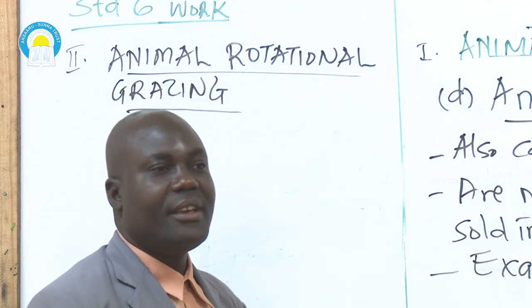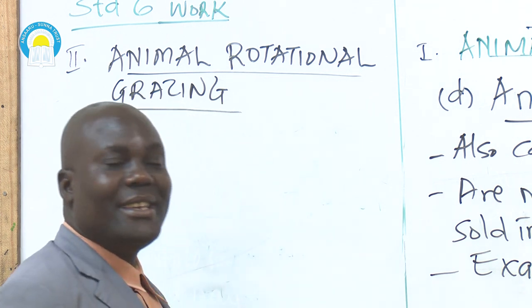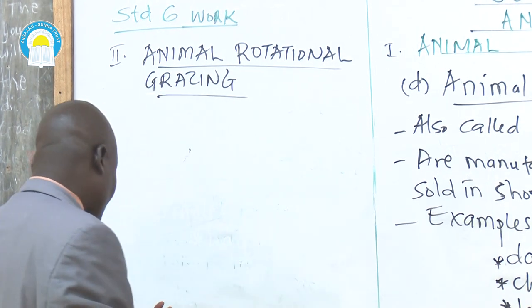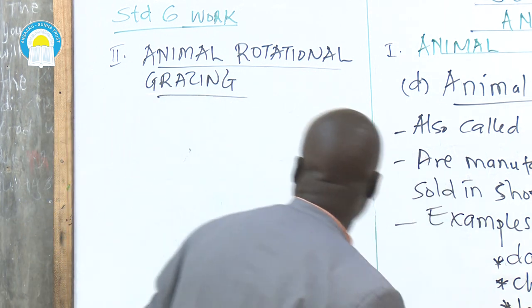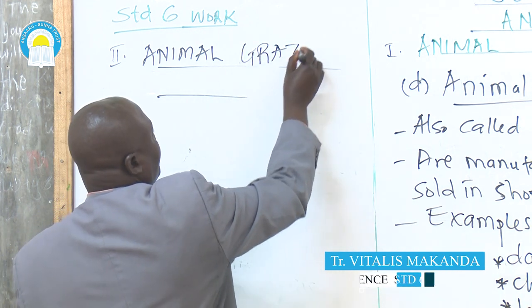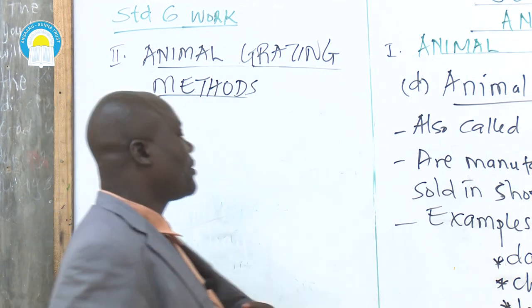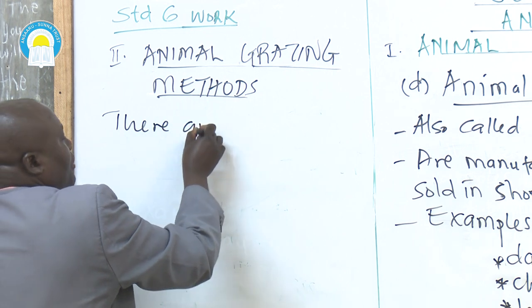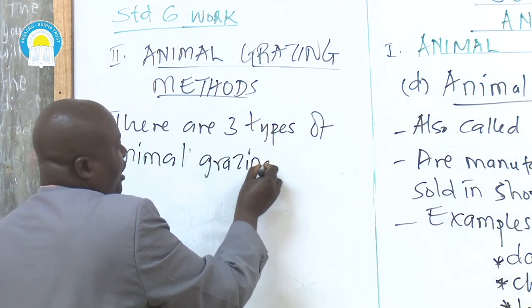They asked a question that, which of the following grazing methods is a rotational grazing? That's 2009, number 14. Same question was brought in 2016, number 20, about rotational grazing. It was again repeated in KCPE 2013. Let's look at this. When you talk of animal grazing methods, you find that there are how many? Three in groups. There are mainly three types of animal grazing methods.